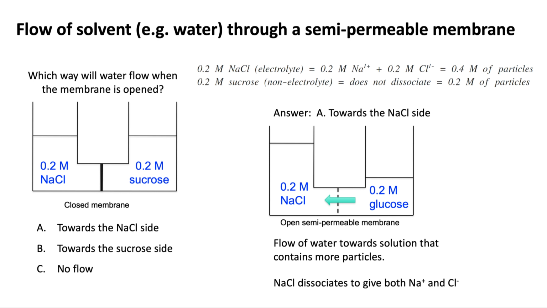So again, the trick with this is, while we started with the same molars, there were differences in terms of one dissociates and one does not dissociate. And so the one that dissociates will generate more particles than the side that does not dissociate when you start with the same number of original molecules.